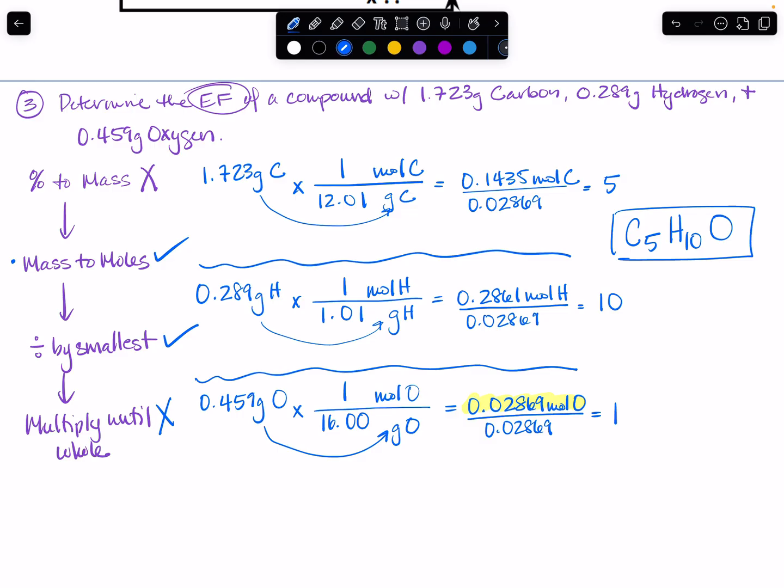So again, whenever you're working an empirical formula problem, remember the jingle: percent to mass, mass to moles, divide by smallest, multiply until whole. Come back and you can see the screencast that deals with molecular formulas. We'll work another empirical formula as part of that. But there's a couple extra steps that we have to do.